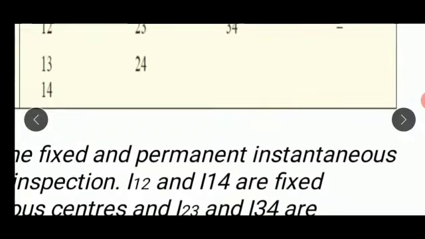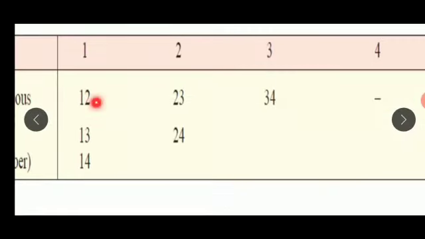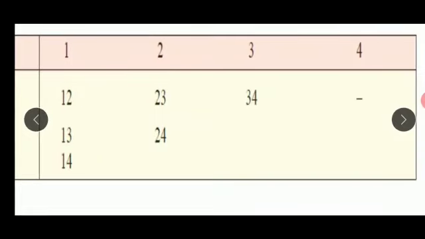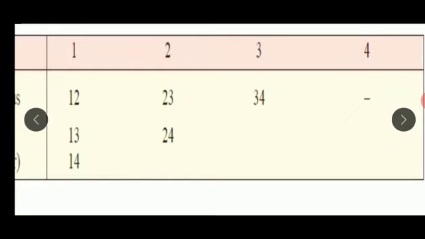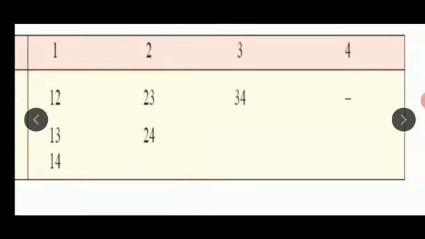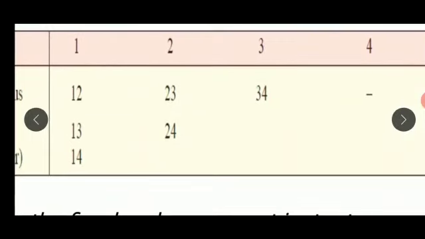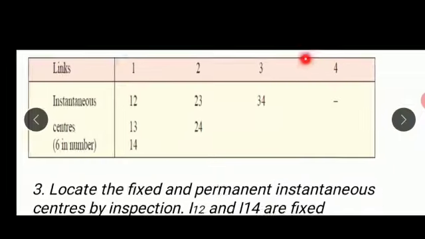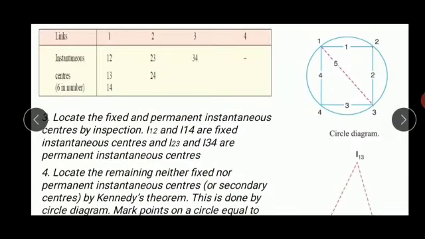Now with respect to link 1, it is 1, 2, 1, 3, 1, 4. With respect to link 2, it is 2, 3, 2, 4. With respect to link 3, it is 3, 4, and we have not done with respect to link 4 here. Meaning of this is that whatever instantaneous center with link 4 are there, 1, 4, 2, 4 and 3, 4, they are all similar, and we cannot write the same thing as 4, 1, 4, 2 and 4, 3. Both are similar, so there is no need of repeating that. So the total 6 number of instantaneous centers we are required to locate.